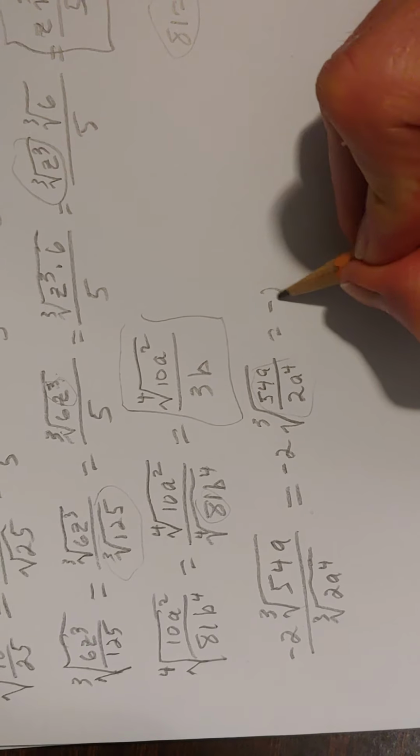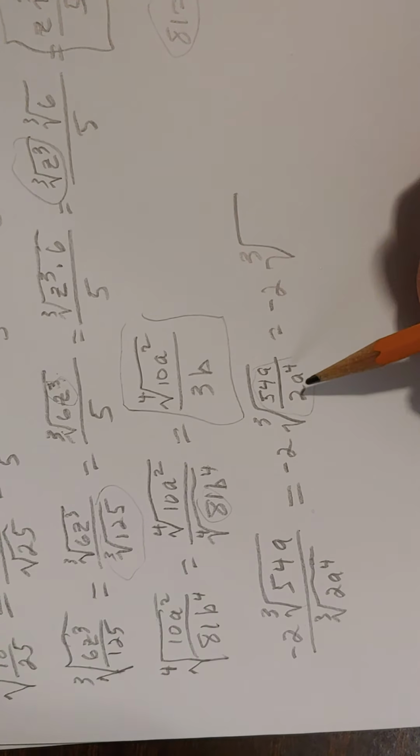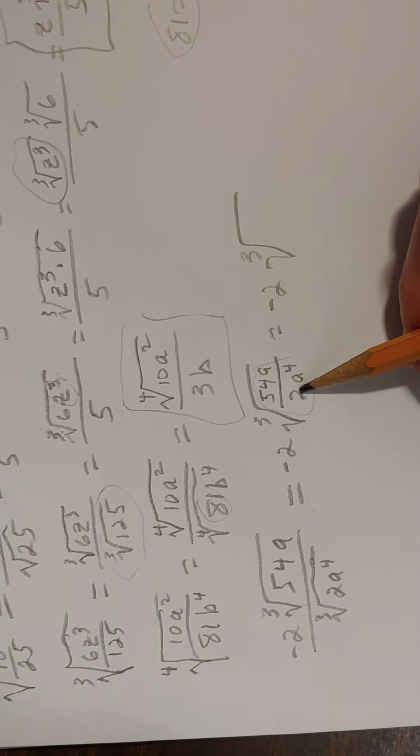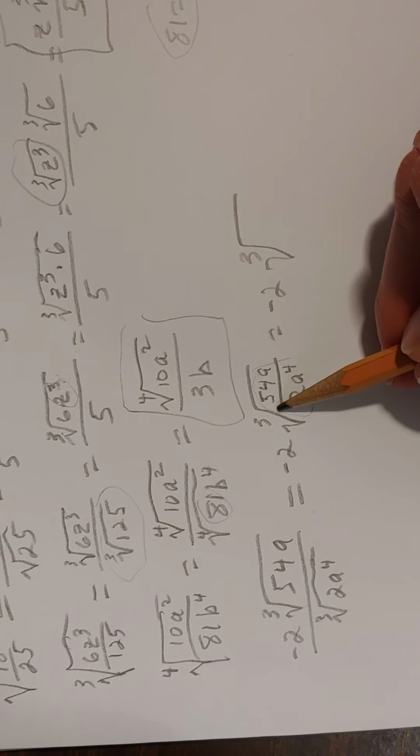So we have -2 times the cube root of. Now I'm going to simplify this fraction, because I can divide 2 into 54. Divide 2 into 54.